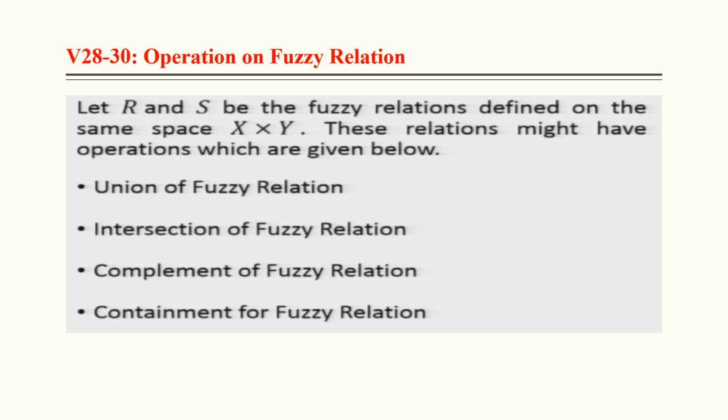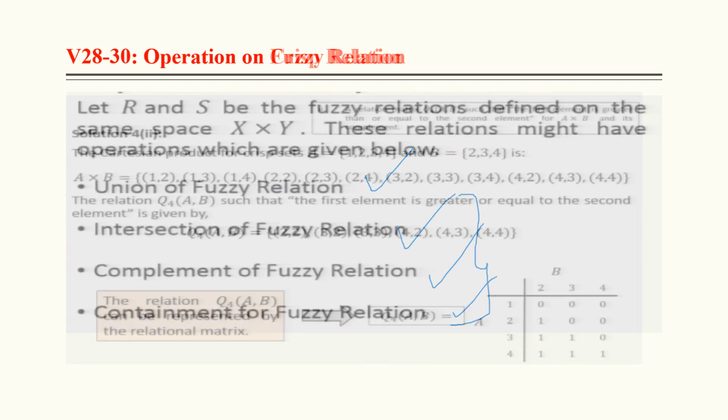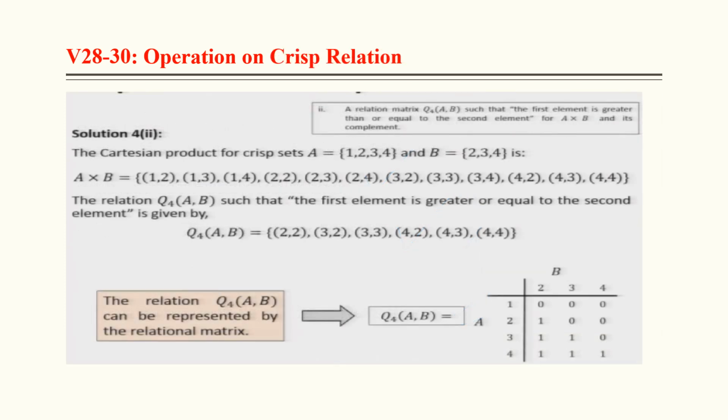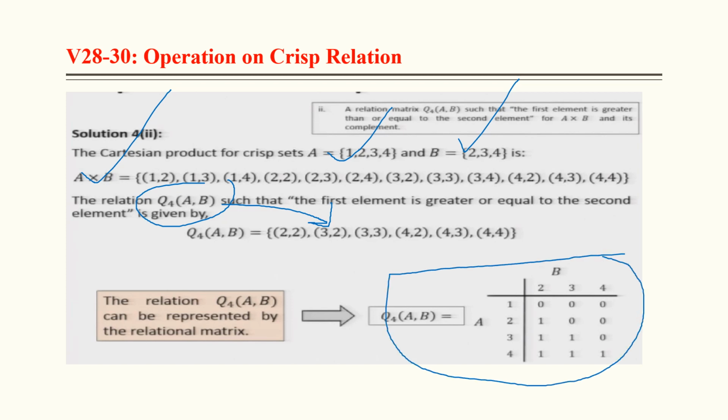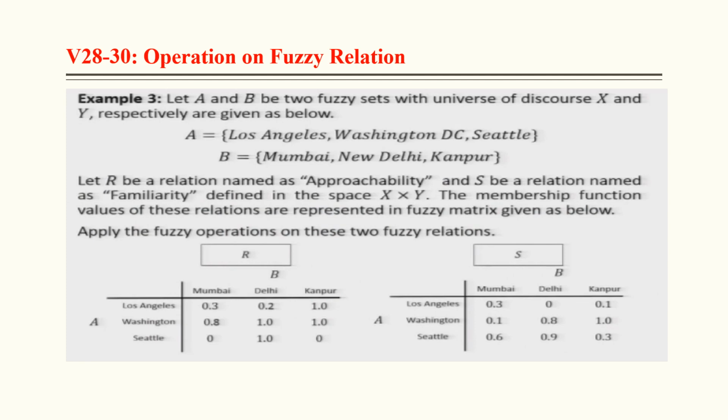For operations on fuzzy relations, there are 4 types: union, intersection, complement, containment. I will not discuss all these operations because they are very simple and I already discussed them in my assignments, so you can take care. These are just examples. Cartesian product, crisp sets A and B: first of all, find the Cartesian product as per the given statement, find the appropriate relation, and after that highlight the crisp relation: if it is satisfied put 1, else 0.